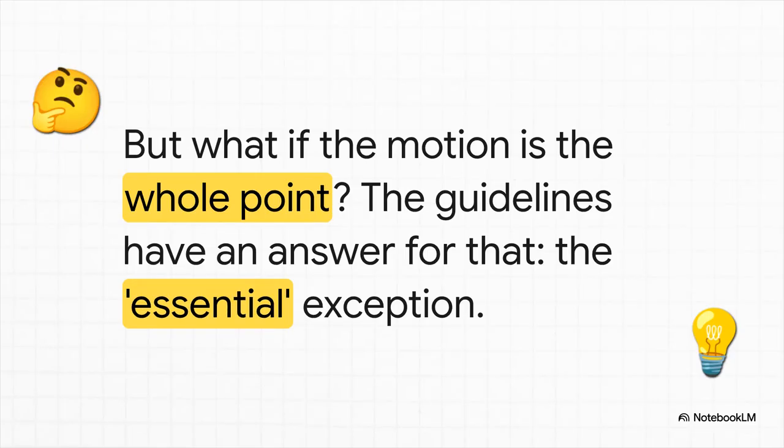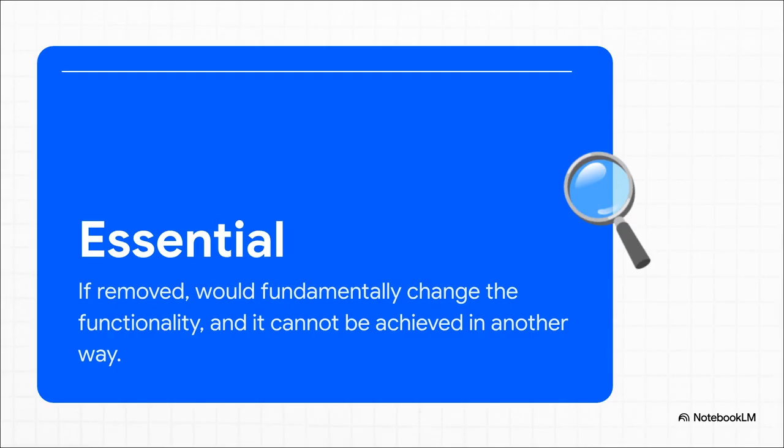Right, what about those apps where the motion isn't just a little shortcut, but it's the entire point of the app? The guidelines are actually pretty smart about this, and they have an exception built in for when a motion is considered essential. So here's the official definition of essential. The core idea is that if taking away the motion feature would completely break the app's purpose, and there's no other way to achieve that purpose, then the rule doesn't apply. It shows the guideline is practical, not just rigid.